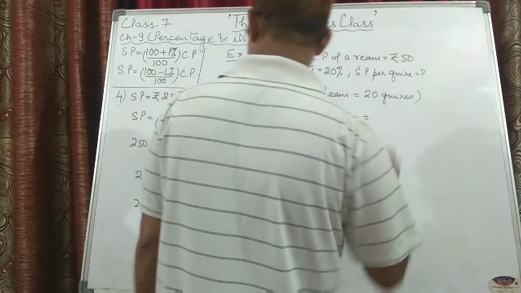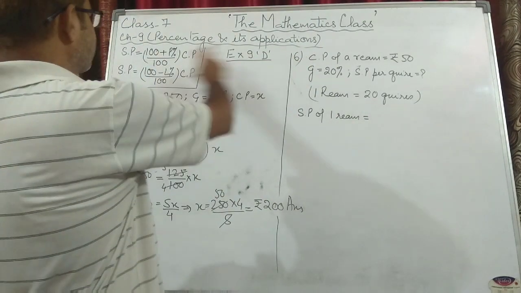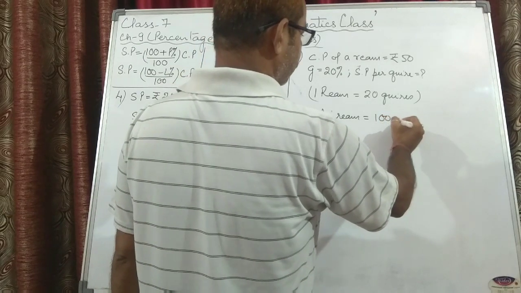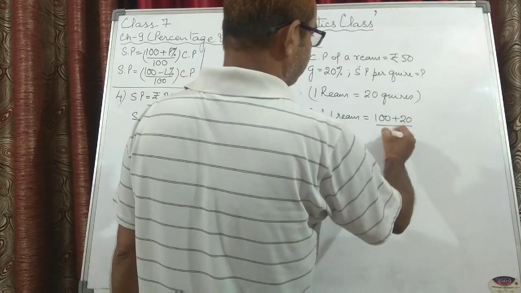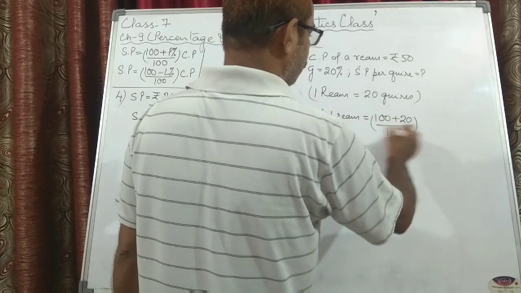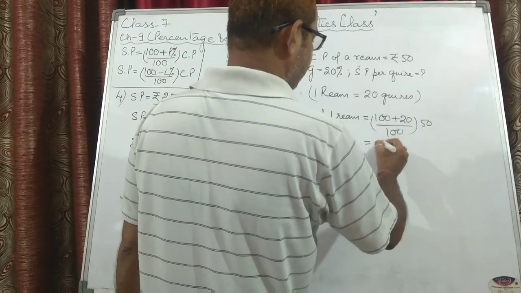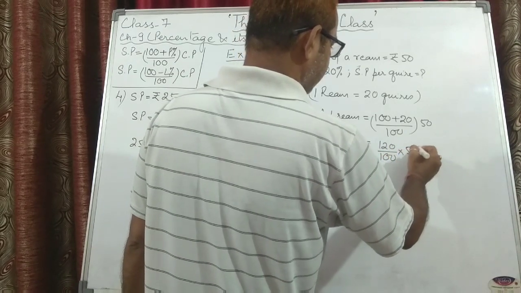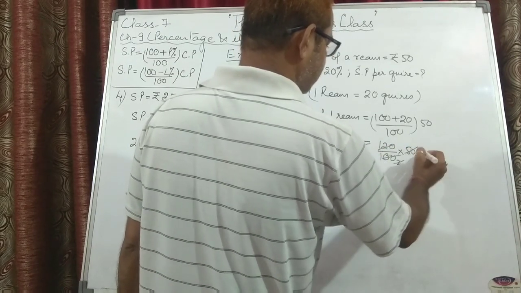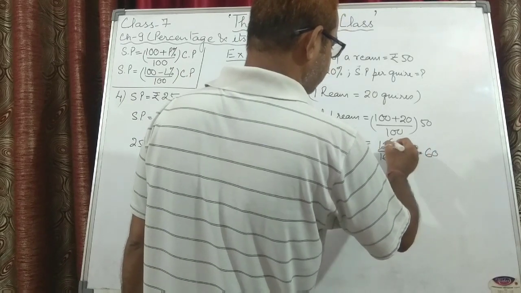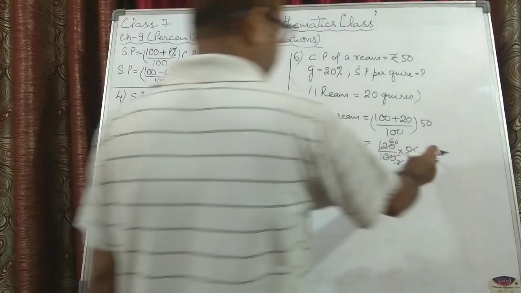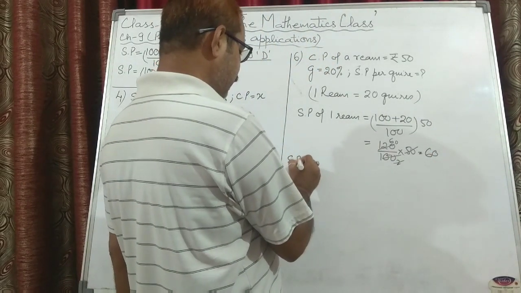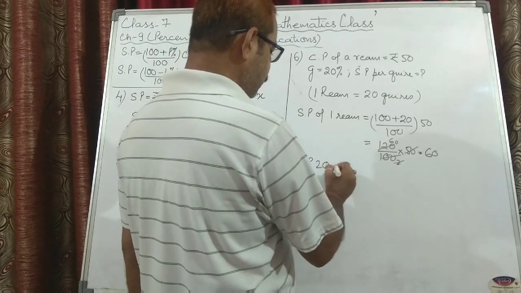That will be according to the formula, since profit percent is given, so we'll use the first formula: 100 plus profit percent, that is 20 upon 100, into cost price 50. So this becomes 120 upon 100 into 50. 50 2s are 100, 2 60s is 120. So the selling price of one ream is rupees 60. It means the selling price of 20 quires.